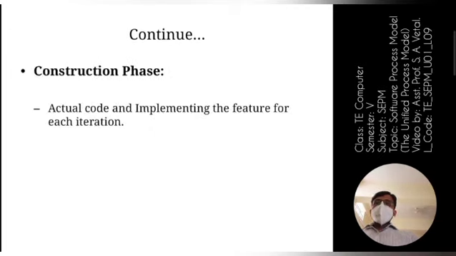Then next is the construction phase. This is the third phase. The construction phase is nothing but the actual coding and implementing the features for each iteration. Means in the previous phase, we just modeled or drew the use cases. According to that modeling, we now write the code and implement the features for each iteration. The actual coding will be done in this construction phase.